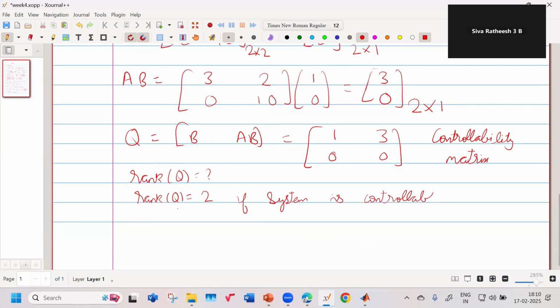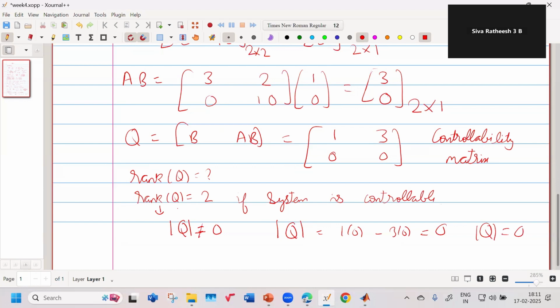Okay, and in that case, what is required is that the determinant of Q should not be equal to 0. This is a must. So what we want to prove is that the determinant of Q is not equal to 0. So we first have to find the determinant. In our case, the determinant is 1 into 0 minus 3 into 0. So that is 0. So the determinant of Q is equal to 0.